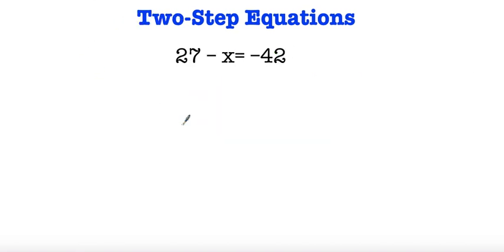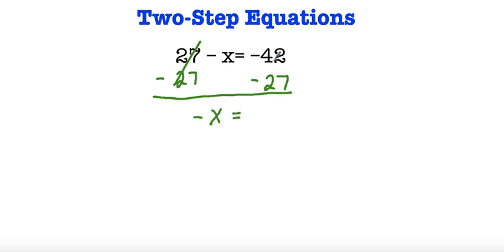So here I have 27 minus x is equal to negative 42. Now our goal is to isolate x, so we're going to get rid of the 27. And remember, even though there's not a sign in front of it, we know that the 27 is positive. So if we want to cancel it out, we're going to have to subtract by 27 on both sides.